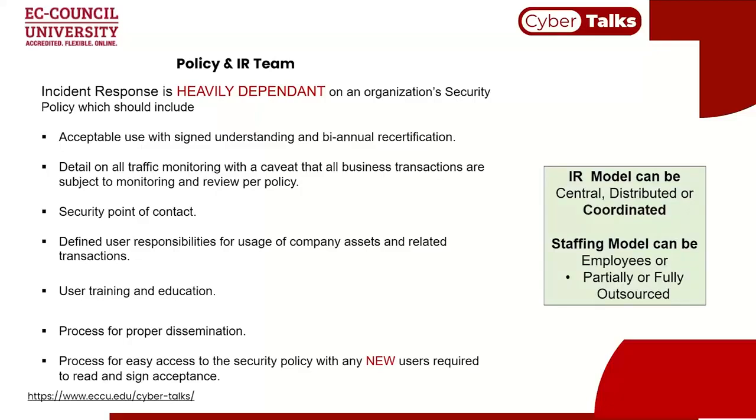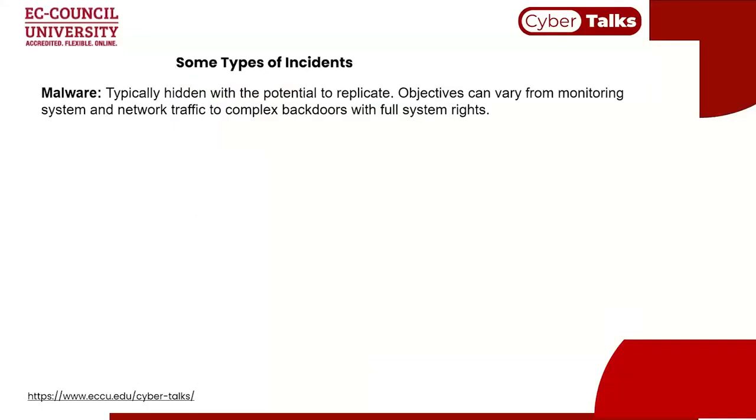So when we push back towards IR itself, what is clear is an incident response model can be central, distributed, or coordinating. And some of the staffing models that I've seen work are with direct employees. And sometimes, as mentioned earlier, some institutions, some entities may not have the expertise in-house that they need. So we do see some outsourcing, right? We all know that in business. So now let's talk a little bit about the incidents, right? Types of incidents. And we're going to pick up the pace a little bit.